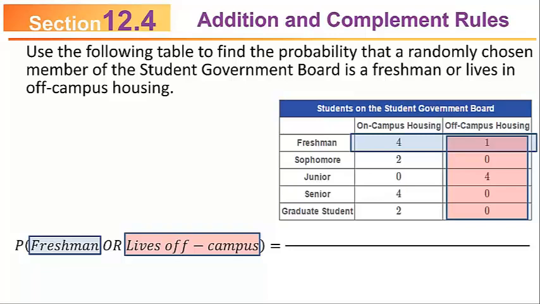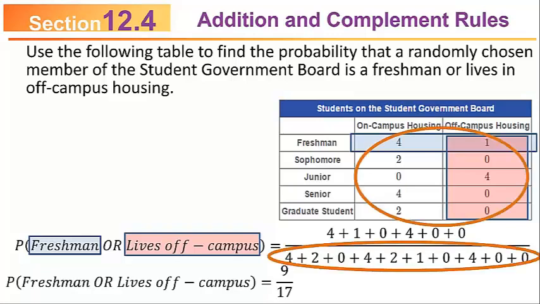There's one person who is a freshman but also lives off campus. So when you count the number of freshmen or students living off campus, you have to say 4 plus 1 plus 4. That's only 9. And then when you count everybody, you get 4 plus 1 plus 2 plus 0 plus 4 plus 2 plus 1 plus 0 plus 4 plus 0, you get 17. So the answer is 9/17. Again, you could use the addition rule to get the answer, but I would recommend just doing it straightforwardly.